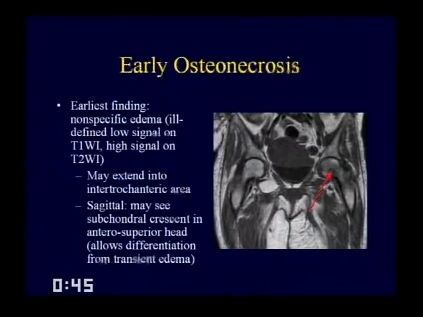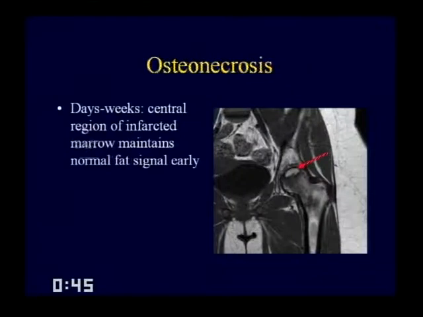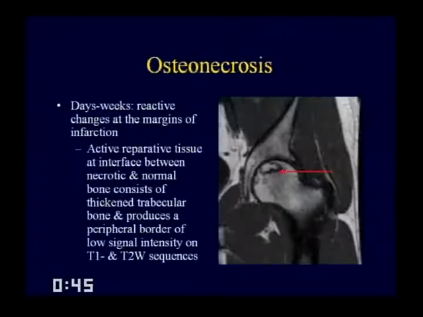Sometimes on a sagittal image, you'll see a little subchondral crescent in the anterior superior aspect of the femoral head, and that can allow differentiation from transient edema. But that's pretty uncommon, I think. Osteonecrosis in the days to weeks, you'll start seeing a central region of infarcted marrow that maintains a normal fat signal intensity. And then eventually you'll get this reparative margin here.